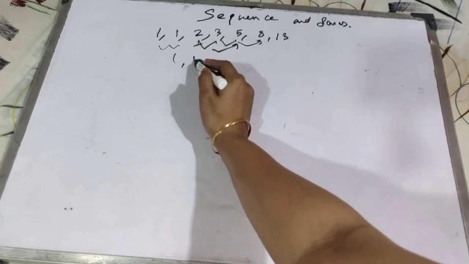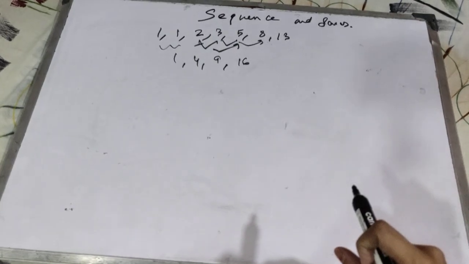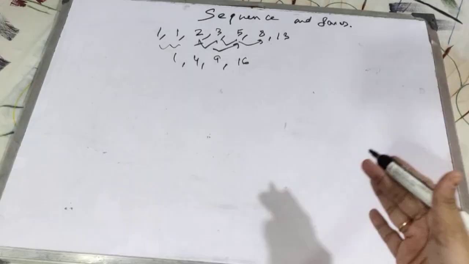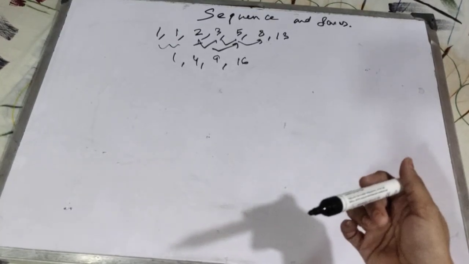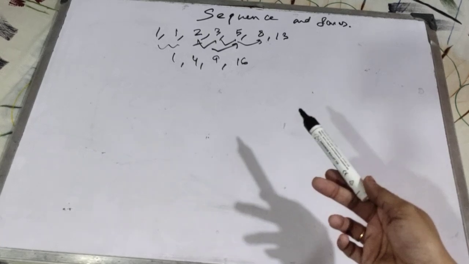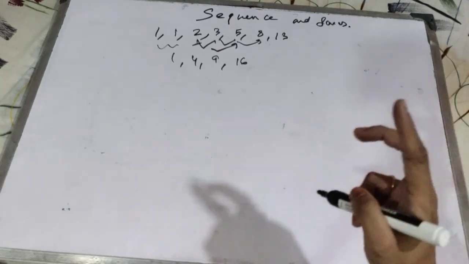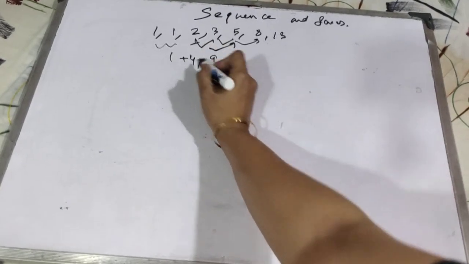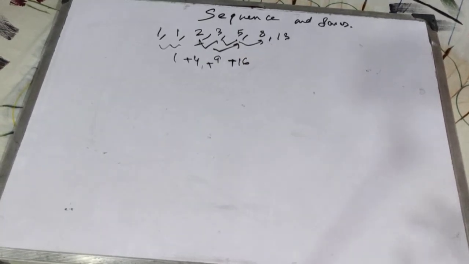Similarly, I can write 1, 4, 9, 16. Here again we have a pattern to the numbers, which is the square of the natural numbers. 1 squared is 1, 2 squared is 4, 3 squared is 9, and 4 squared is 16, and so on. If I put a plus sign between all of these, they become a series. When I'm trying to take a sum of all those numbers, I'm talking about a series, not a sequence. So this is the basic difference between sequence and series.